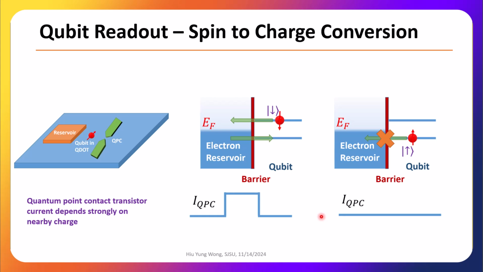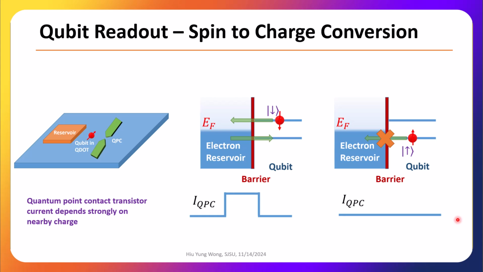So if we measure the current, and when it spins down, you will see a spike of current. Now, what if your state is spin up? Then you have a lower energy. Then you won't be able to tunnel to the electron reservoir because it's fully occupied under the Fermi level. So you don't see the spike. That's how you do this so-called spin to charge conversion.